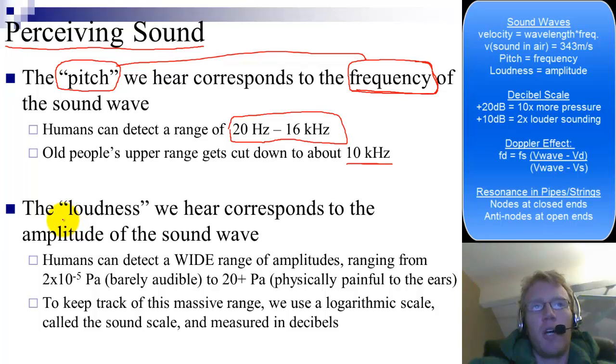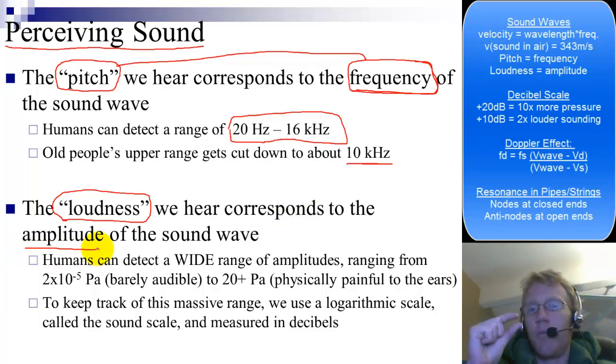The second important property of a sound wave is, of course, how loud it is. So the loudness corresponds to the amplitude. So that's what I was talking about before. The oscillation amplitude is very small compared to the actual pressure on your ear, but still, you can detect it, and it can lead to very loud sounds or very small sounds. So we can detect a very wide range of amplitudes, ranging from a whisper to a massive sound of a jet taking off next to you.